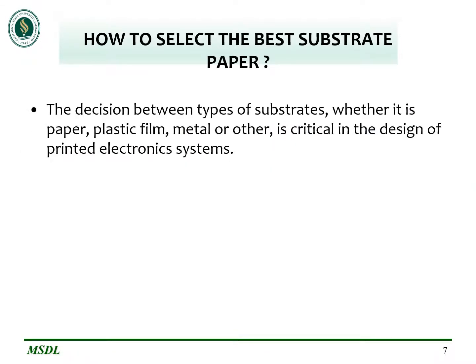So now the question is how to select the better substrate. The decision between types of substrates, whether paper, plastic film, metal, or other, is critical in the design of a printed electronic system. Each of these substrates has its advantages and disadvantages. Whether one selects polyethylene, polyethylene naphthalate, polyimide, paper, foil, or some other substrate, the performance characteristics of the substrate will impact the application.